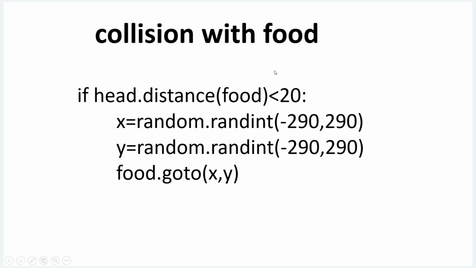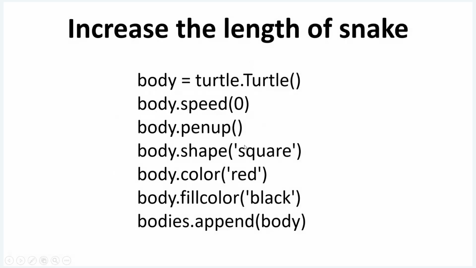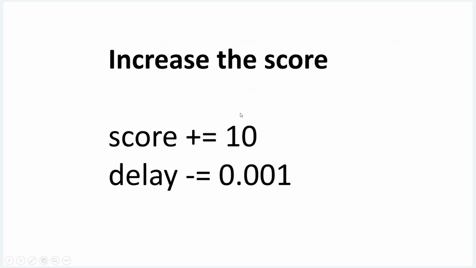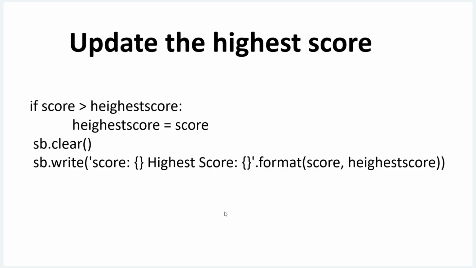Again, collision with the food. If there is food and it is colliding, then what is happening? It should be like less than 20 distance. And then after colliding, how it should increase the length of the snake. This code is written for that. And again, we are increasing the score also. Whenever it is colliding with food, it should increase the score, and also update the highest score.